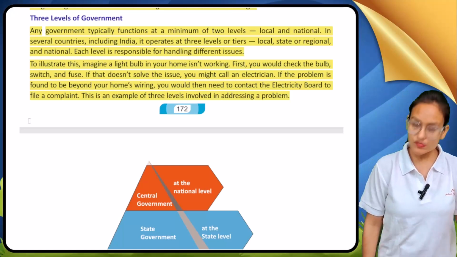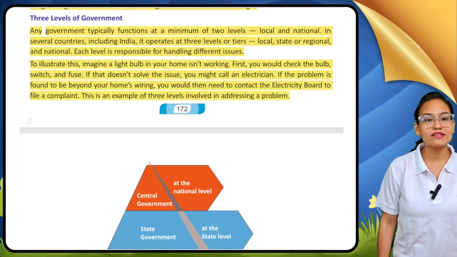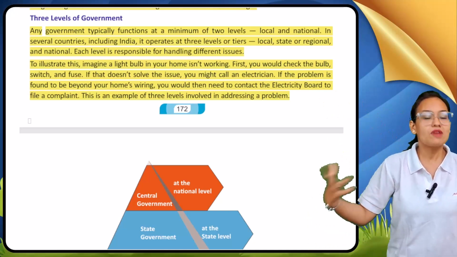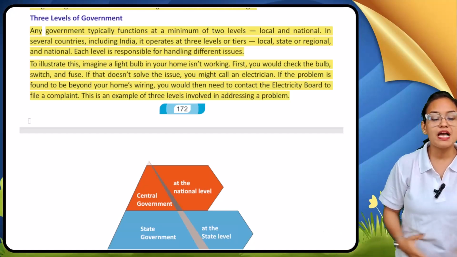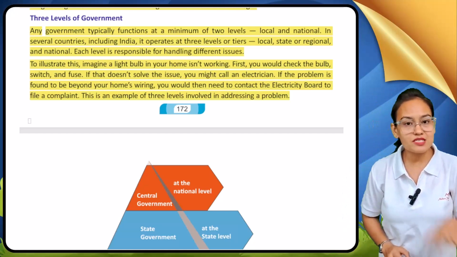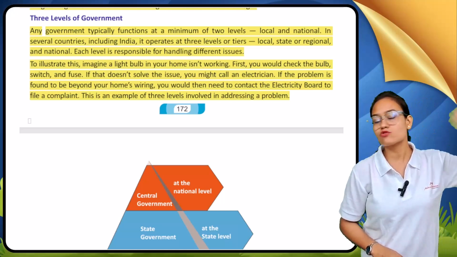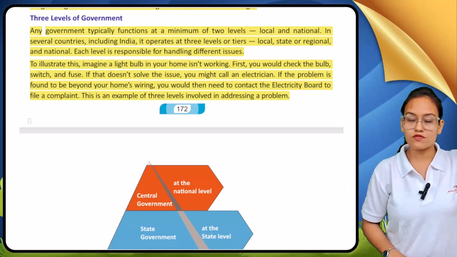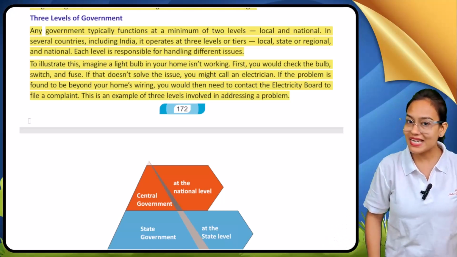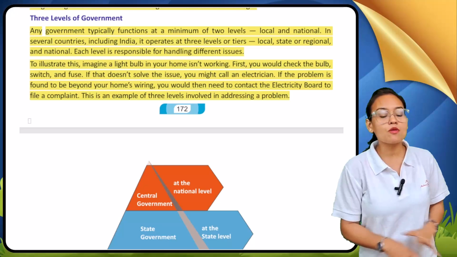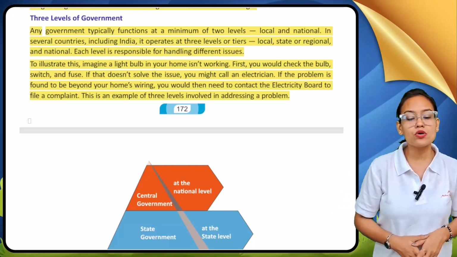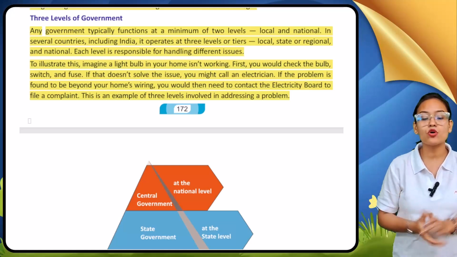And in what way are you going to check the bulb? You are going to switch it on or off, or see whether the bulb is fused or not. If that doesn't solve the problem, you might call an electrician. But if after switching on and off your bulb is still not working, then you are going to call an electrician. If the problem is found to be beyond your home wiring, you would then need to contact the electricity board to file a complaint.